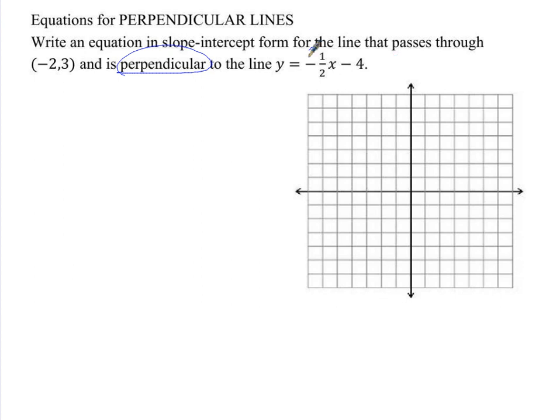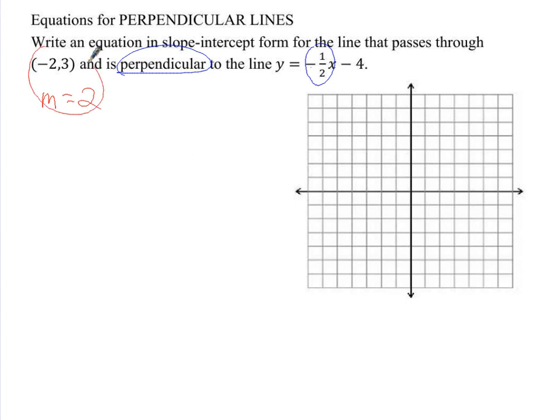This line has a slope of -1/2. My line will have a slope of 2. Positive 2. To figure that out, you change the sign and you flip the number. So we change the sign from negative to positive. We flip the number from 1/2 to 2/1, which reduces down to 2. So now it's positive 2. As soon as I have that, I know that my slope, m, equals 2.